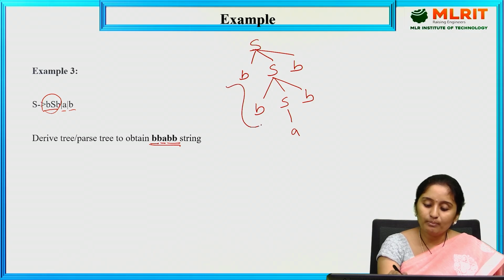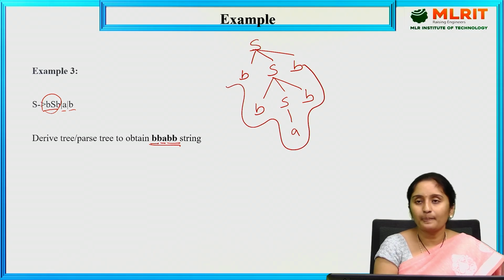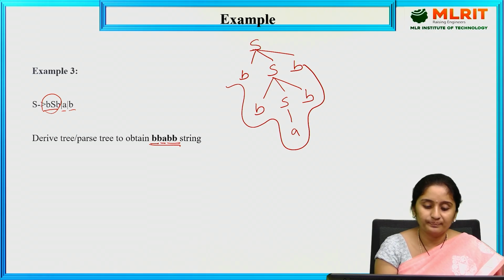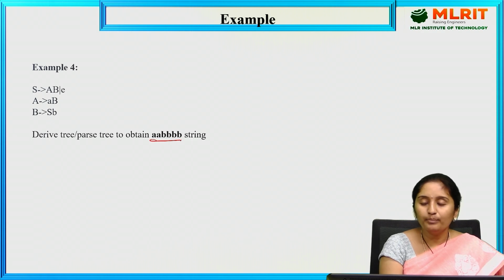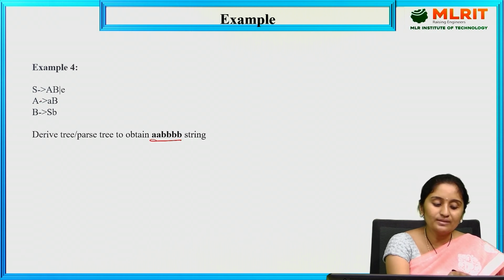So B, B, A, B, B is the string which I got here. The next one: derive the tree or parse tree to obtain the string A, B, B, B, B. So what is the start symbol I am having?